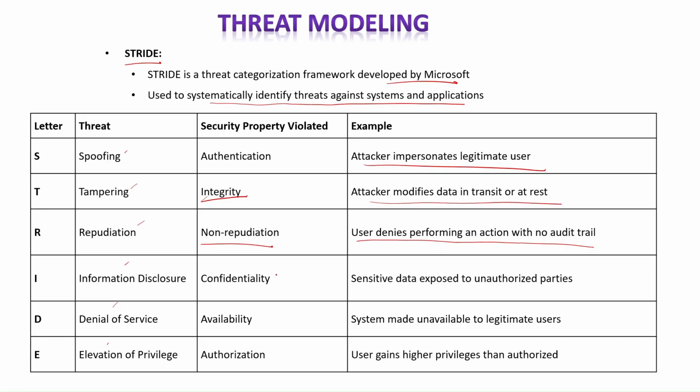Information disclosure basically violates confidentiality. For example, sensitive data exposed to unauthorized parties. Denial of service violates availability, so the system is made unavailable to legitimate users through denial of service. Elevation of privileges violates the security property of authorization. So in this violation, a user gains higher privileges than they are authorized.